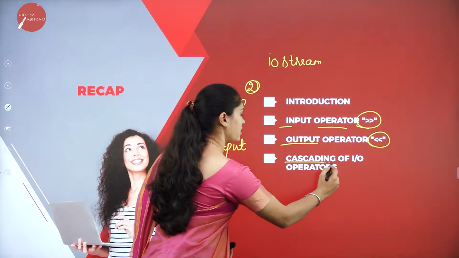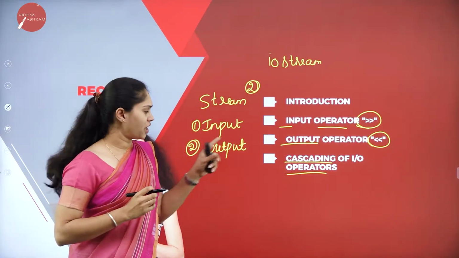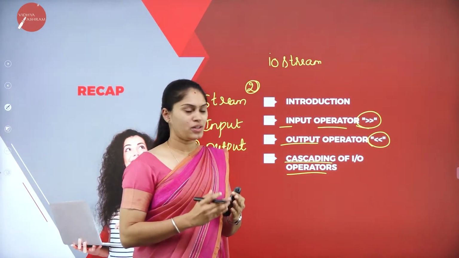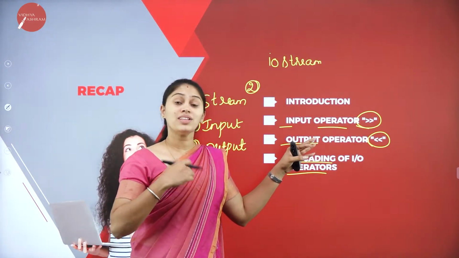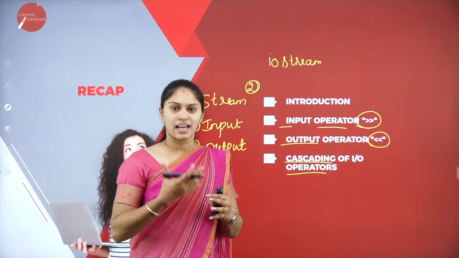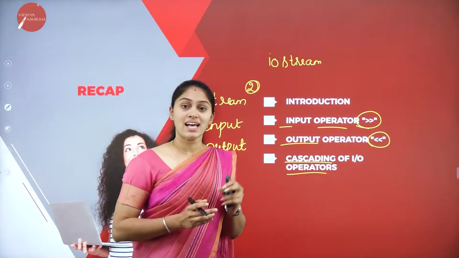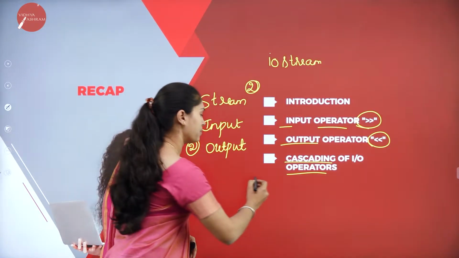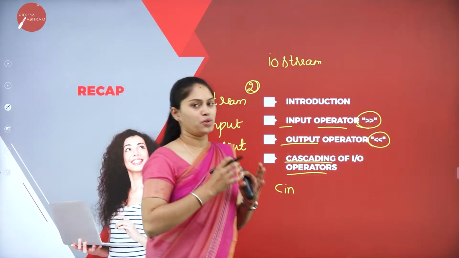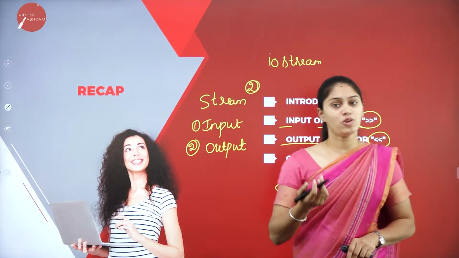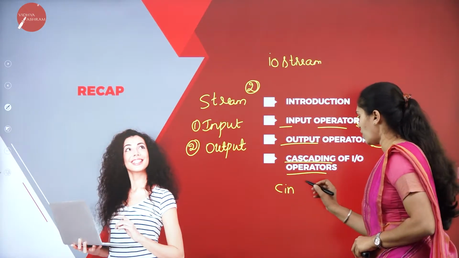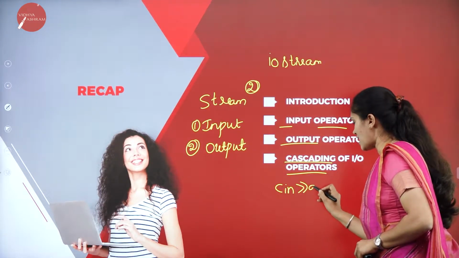And we also discussed cascading of input and output operators. If you want to use the input or output operator more than one time in a single line of input or output statement, then that format we call cascading. For example, cin is mainly used to take input values, right? But what if I want to take more than one value in a single cin statement? That is what we call cascading.